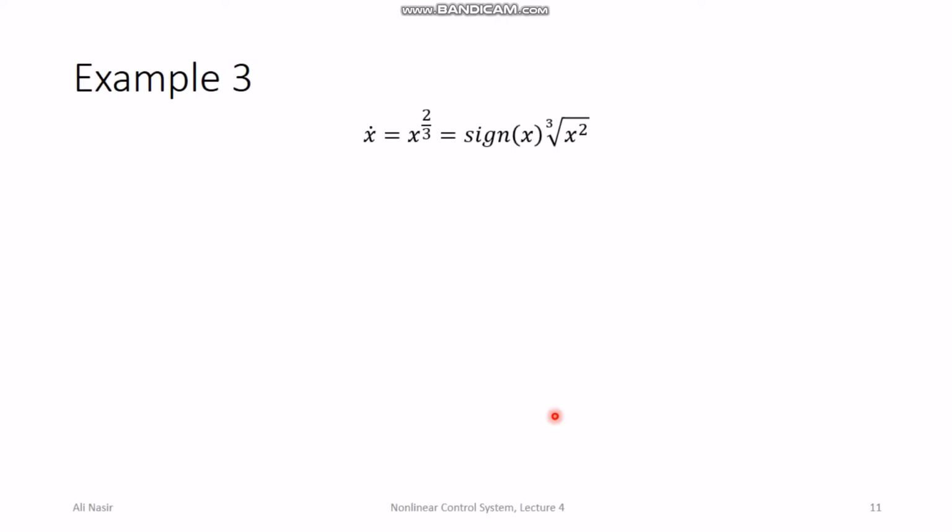And next is the example of another nonlinear system, x dot equal x raised to the power 2 by 3, which can also be written as sine of x times cube root of x square. And we claim that x raised to the power 2 by 3 is not Lipschitz continuous at x equal to 0. So this might be Lipschitz continuous everywhere else, but it is not Lipschitz continuous at this point. And if it is not Lipschitz continuous at this point, then the solution of this differential equation will not exist and will not be unique if the initial condition is 0.